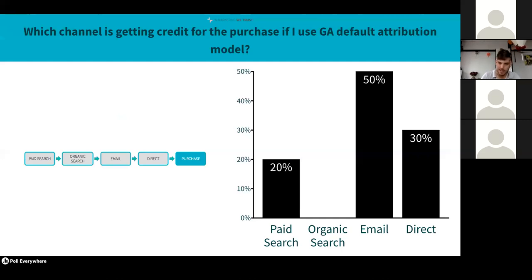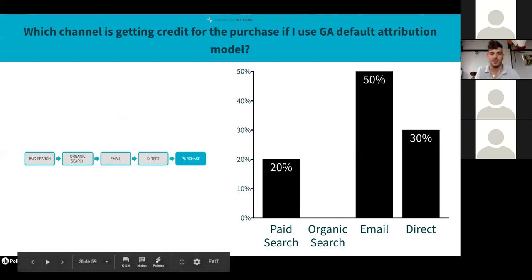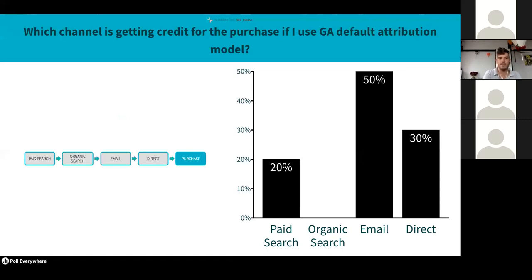So the answer is email. So half of you got the right answer. Google Analytics is using the non-direct last click. So here our last touch was direct. GA won't take this one into consideration and gives everything to email.